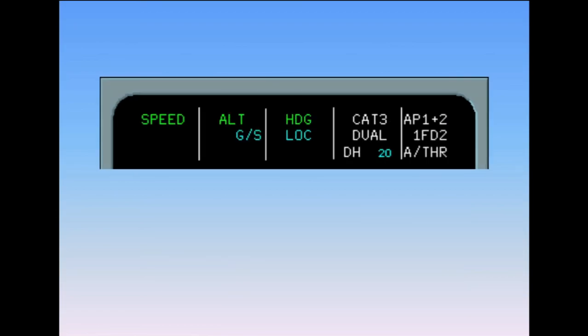When any mode changes on the FMA, it is boxed in white for 10 seconds to draw the pilot's attention to this new status. In this example, the aircraft is intercepting the localizer. The glide slope is armed. It has not captured yet.